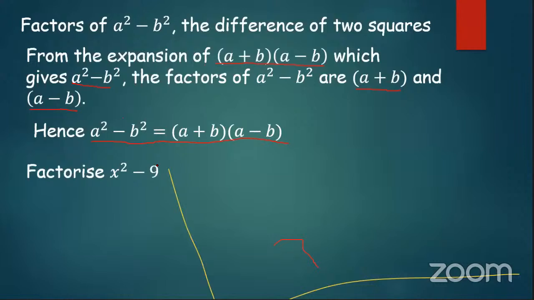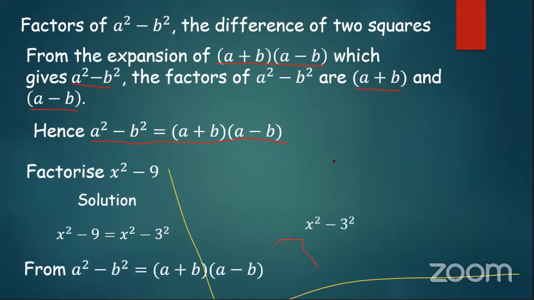So the first thing we do here, for some of us who haven't completed, is to have the 9 in terms of squared, so that 9 can be written as 3 squared. After writing it as 3 squared, we compare it with this term here of a squared minus b squared, where we get a plus b into a minus b. And that will give us x squared minus 3 squared, which we can write as x plus 3 into x minus 3. That would be our good answer.